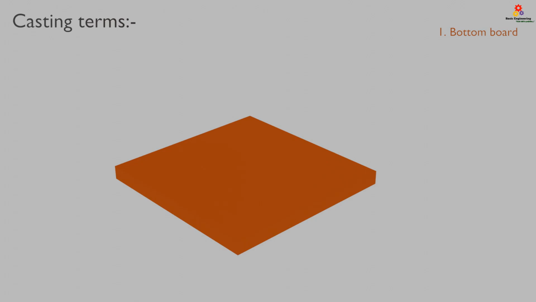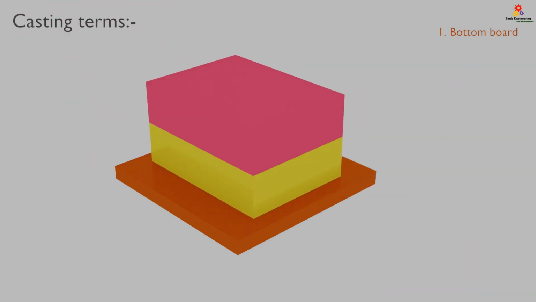Second term, flask. Flask is nothing but a box or a container which contains sand inside it. This flask is made up of wood, metal, or metal alloys in some cases. The upper half portion of the flask is known as cope and the lower half portion is known as drag. The cope and drag are separated by a parting line.